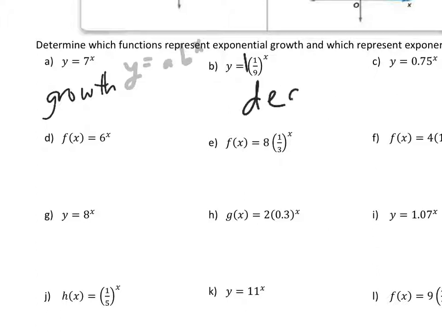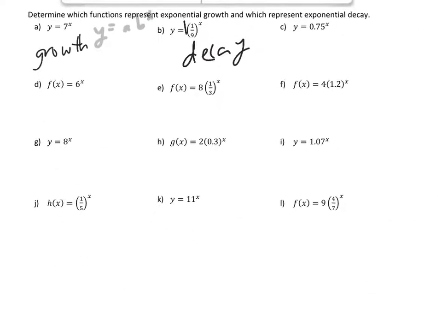And that's all we're doing for this portion. Just looking, thinking through them, and starting to rehearse these things. What is A, what is B? If B is between 0 and 1, it's decay. If it's greater than 1, it's growth. Letter C. A is 1, because there is no A, so it must be 1. B is 0.75, and 0.75 is between 0 and 1, so this must also be decay.